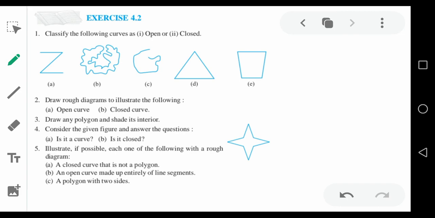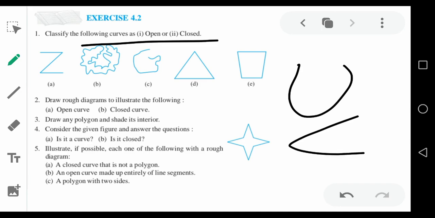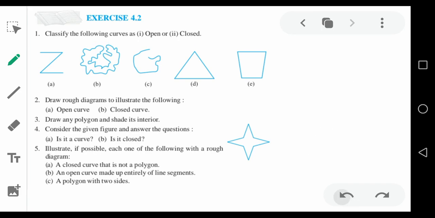Now coming to exercise 4.2. Nothing is there, simple. What you studied till now. Classify the following figures as open or closed. You know what is open? This is open, this is open, all are open. Which are not closed are called open. So you have to write which all are closed and which all are open.